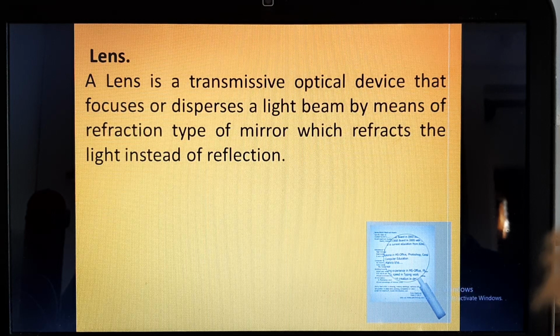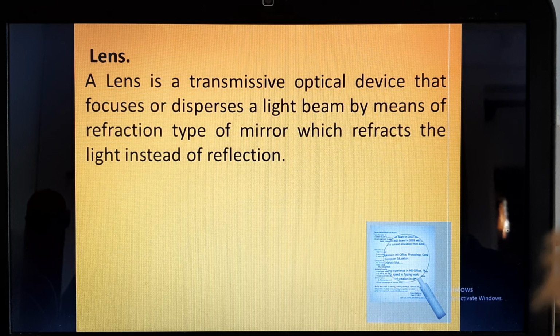So what does a lens do? It either focuses or disperses a light beam. So these lenses can also be converging or diverging. So how does it focus or disperse? In a mirror, reflection occurs, whereas in a lens, refraction occurs.